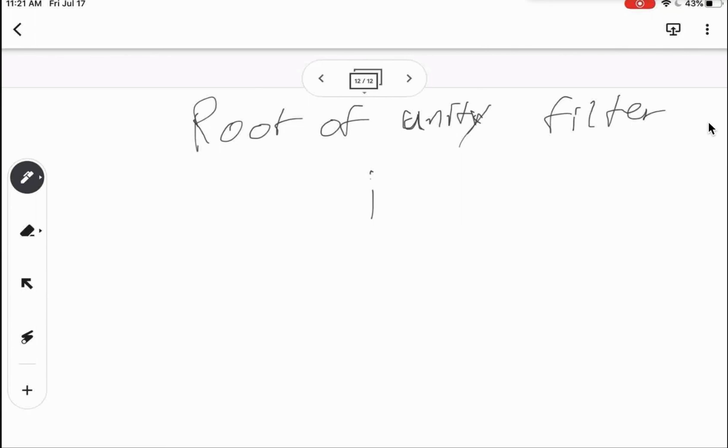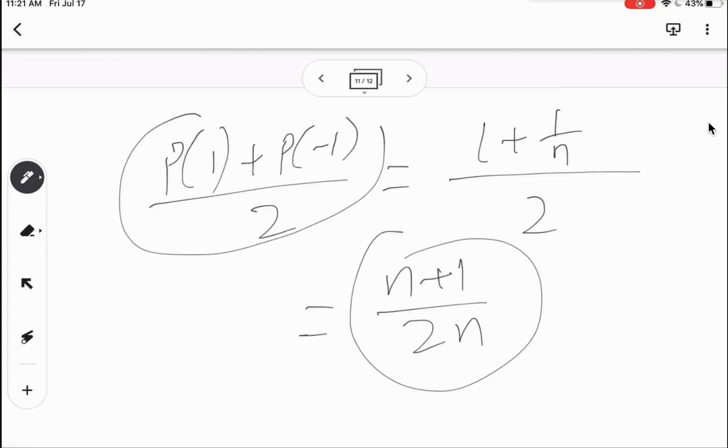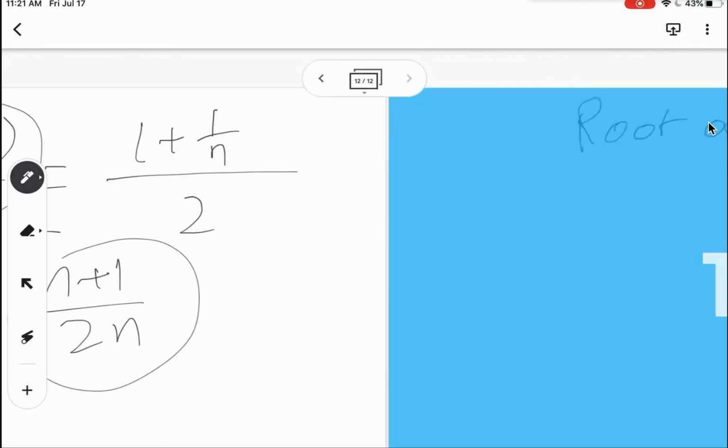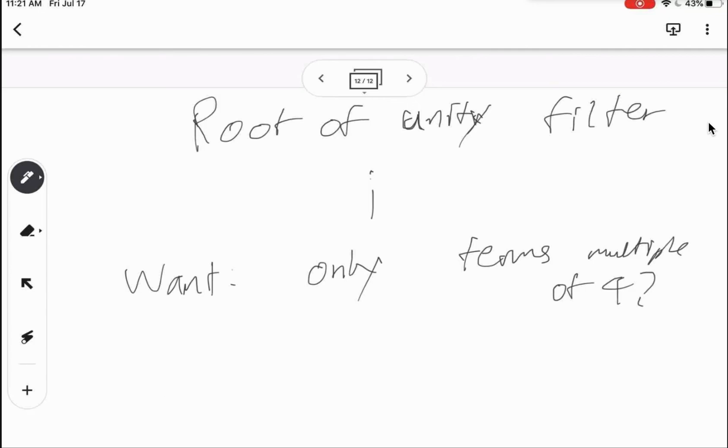So if you look at (P of 1 plus P of negative 1) over 2, this is the most basic form of root of unity filter, right? Because this basically cancels out the odd terms and leaves you only with the even terms. But what if we want only terms that are multiples of 4? Then it gets a little bit harder, right? Because you can't just use 1 and -1. You need to be a little bit smarter, right?